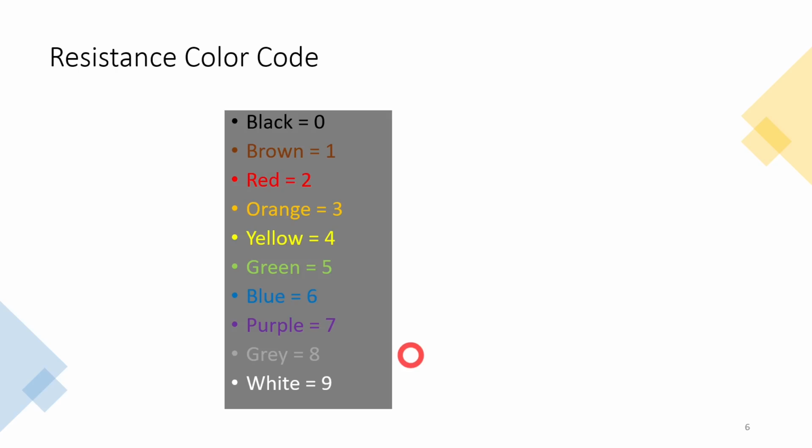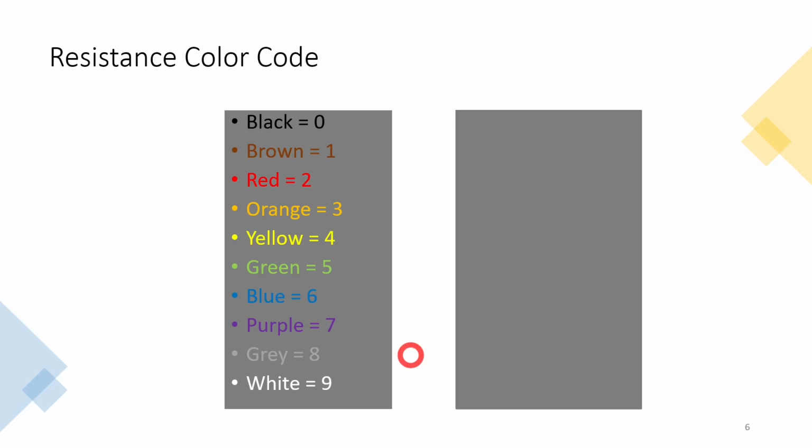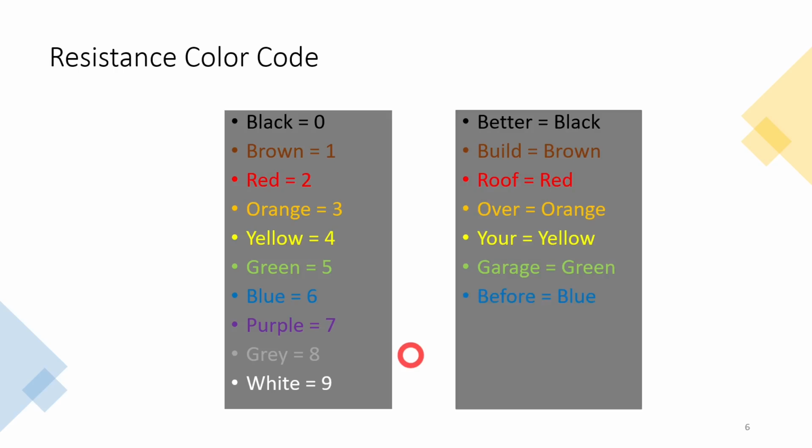The order of these sometimes can be hard to remember, so we have a little mnemonic here: better build roof over your garage before Porsche gets wet. Each letter at the beginning of those words is the first letter of the color. So B for black, B for brown, R for red, O for orange, Y for yellow, G for green, B for blue, P for Porsche. If you use violet, I guess you could say van gets wet. And G for gray, and W for white.